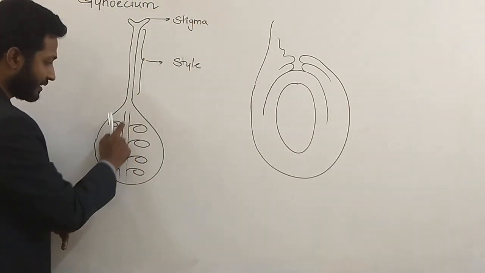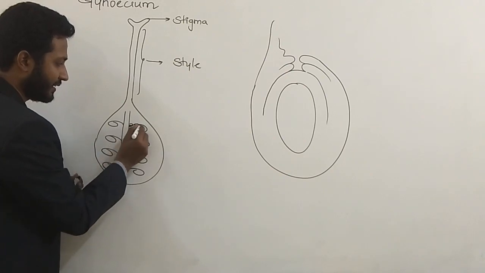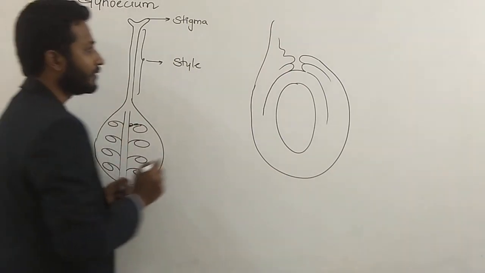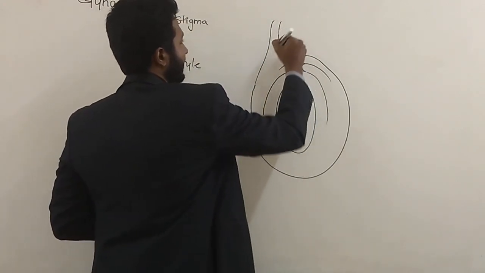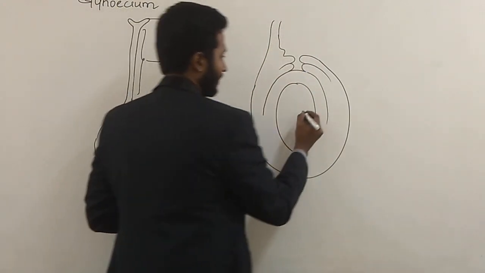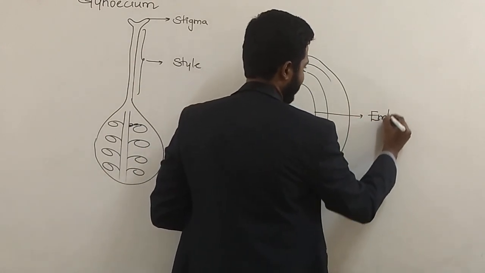That is the central part. This region is known as placenta. This is known as funicle. Here we have hilum. So we need to label it. As I told you earlier that diagrams without labeling will carry no marks. So centralmost region, what is this known as? It is known as embryo sac.